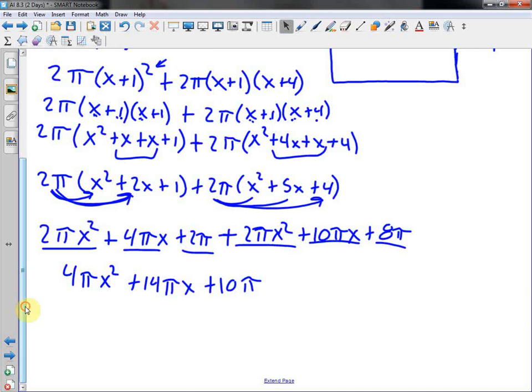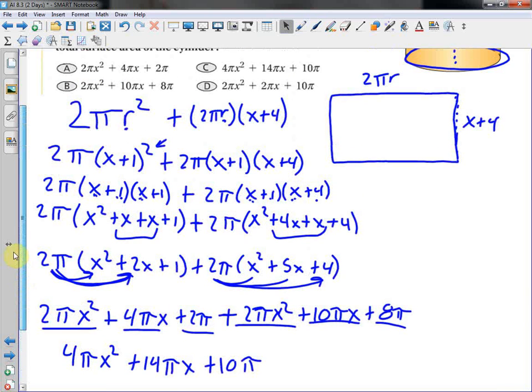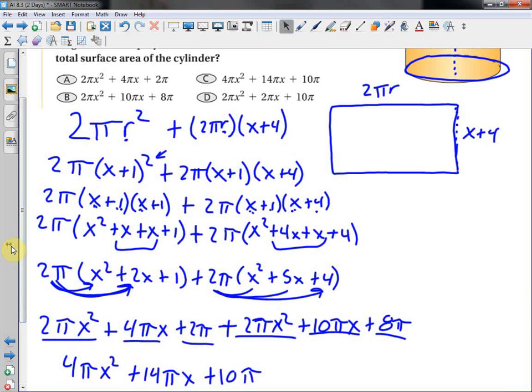Well, let's take that and go back to the original problem and see which one it is. These ones all have 2 pi's. C is the only one with a 4 pi. It looks like I can eliminate all of those ones and just double check. So 4 pi x squared, 14 pi x, and 10 pi. It looks like C is our winner. Very good.